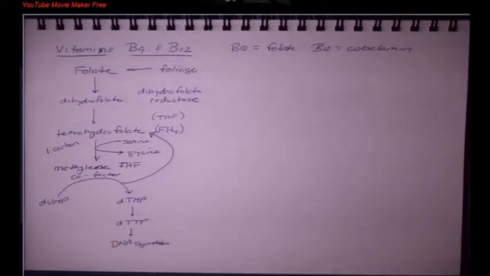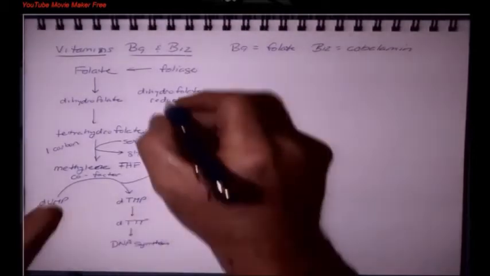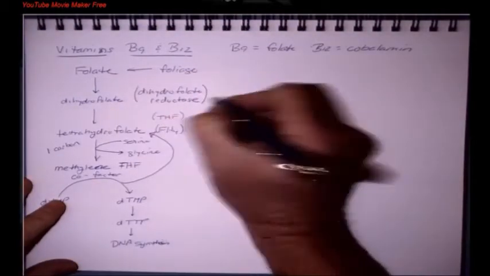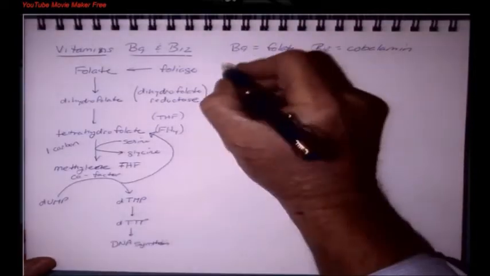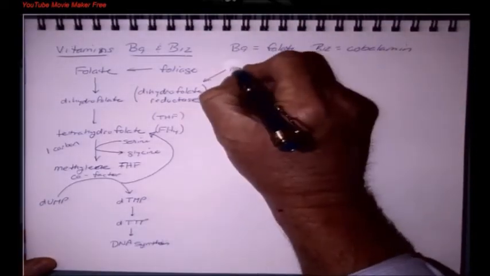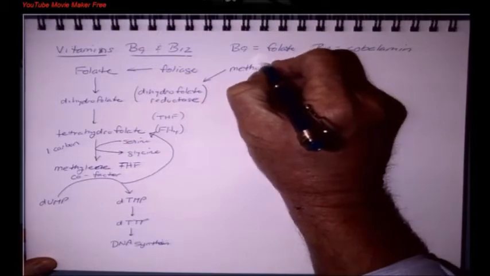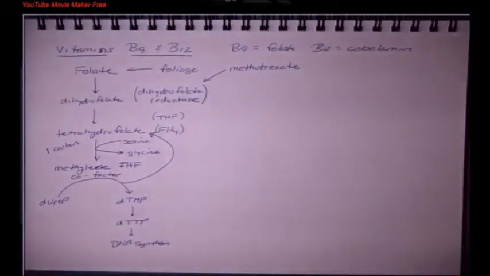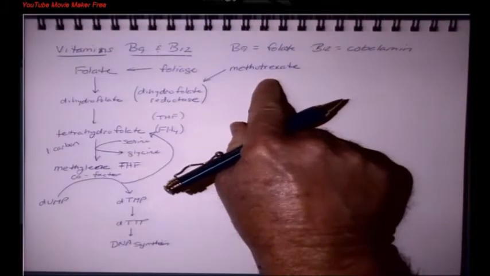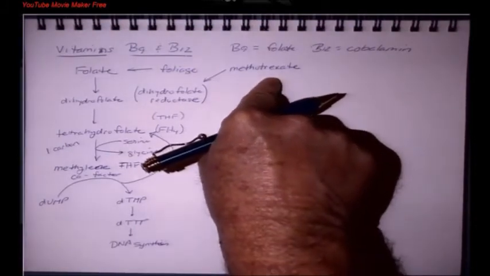Okay, so now, why is dihydrofolate reductase such an important enzyme for you to know? This is a drug target. And that drug is methotrexate. Now, methotrexate originally was discovered as a drug that would inhibit cell proliferation.